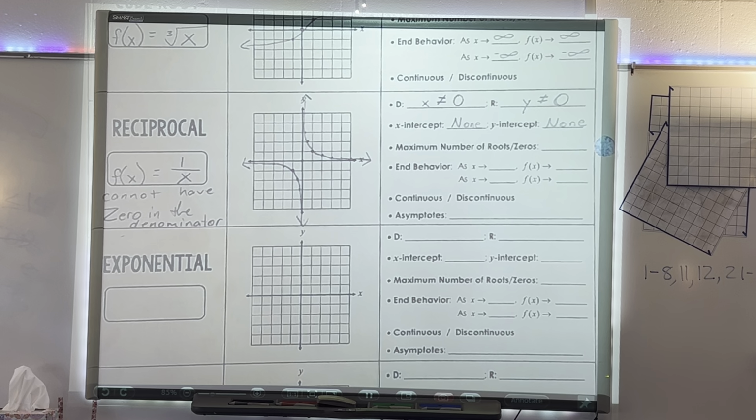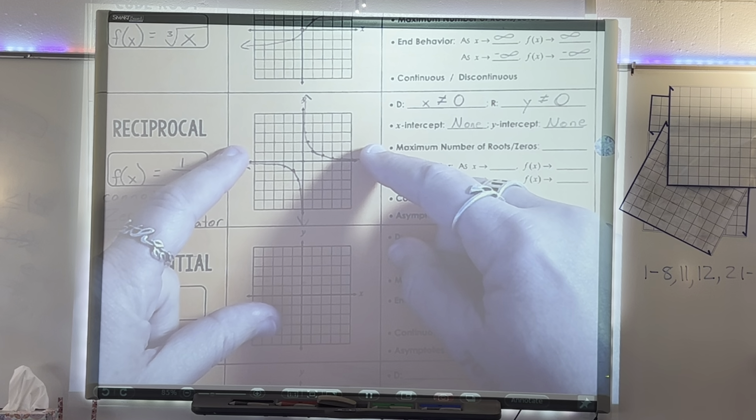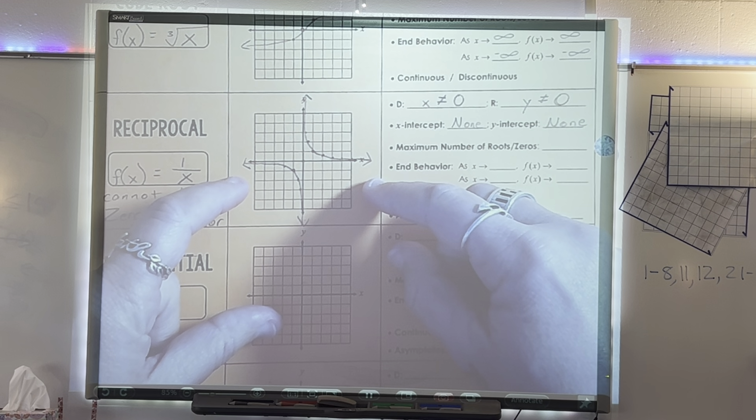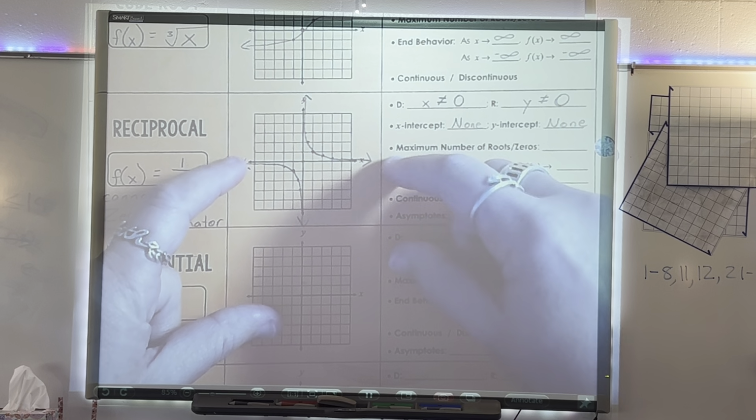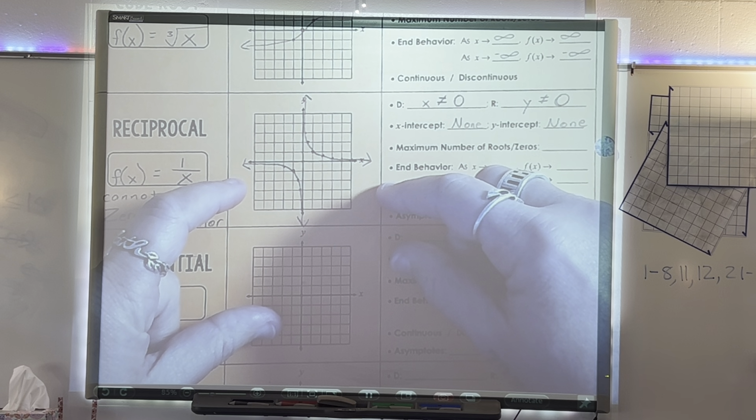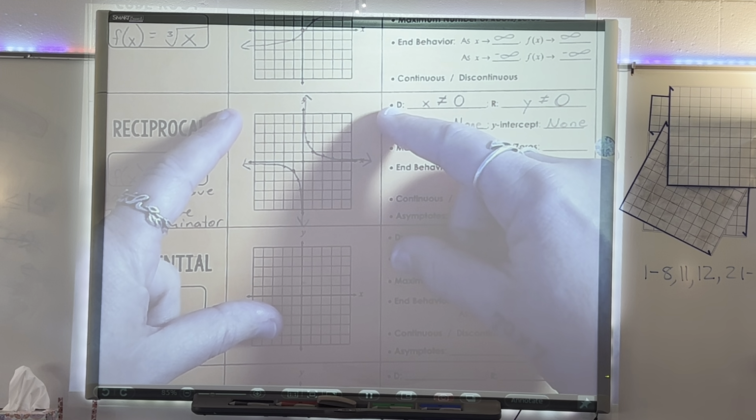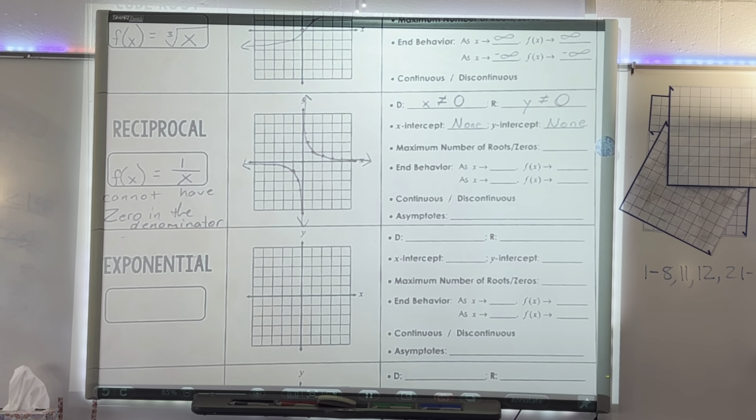So, all right, let's think about this. If I took this whole graph, so I want you to look at it, and I shifted it down, it would cross the x-axis how many times? If I took this whole thing and I pushed it down. Once. If I pushed the whole thing up, it would cross how many times? So the maximum number of times that I could cross is?